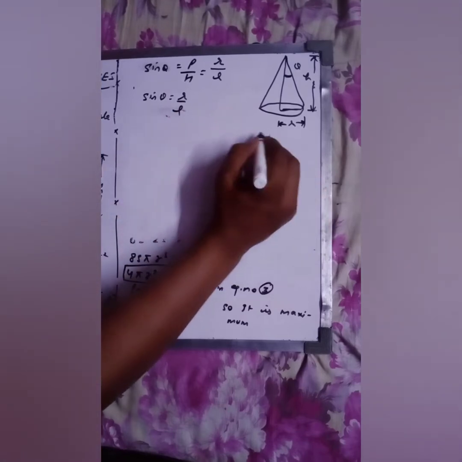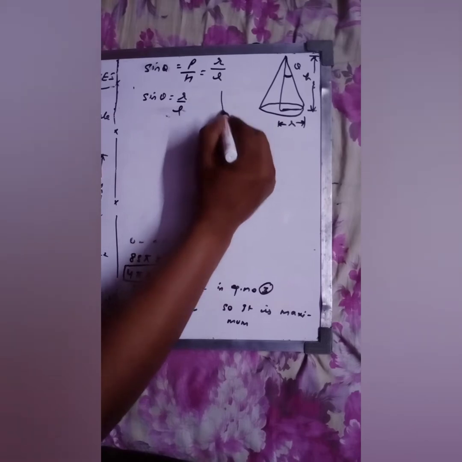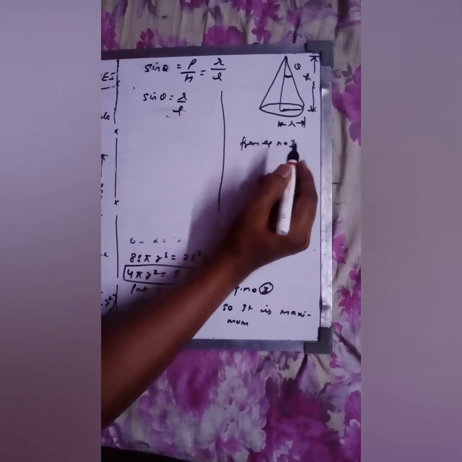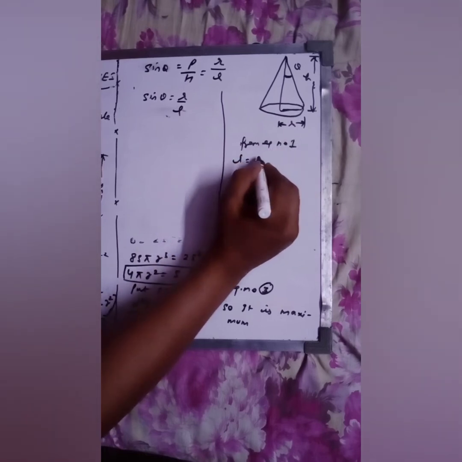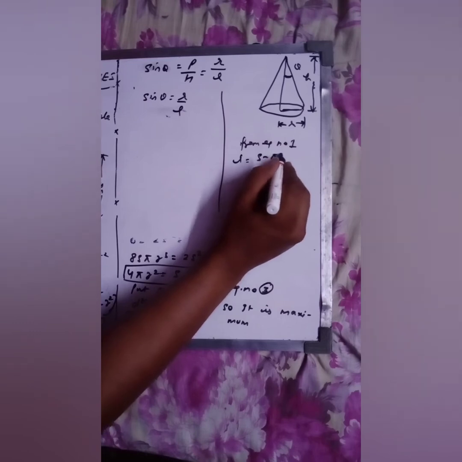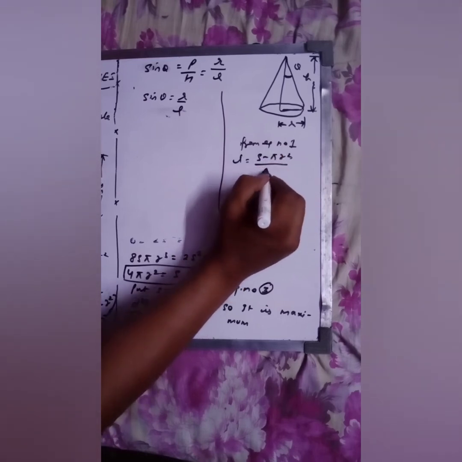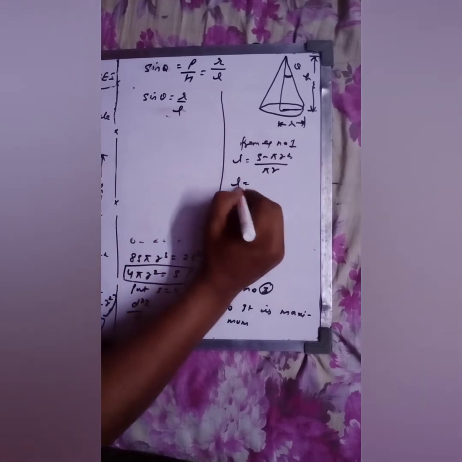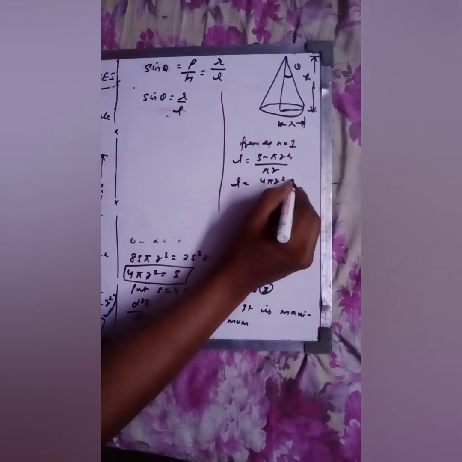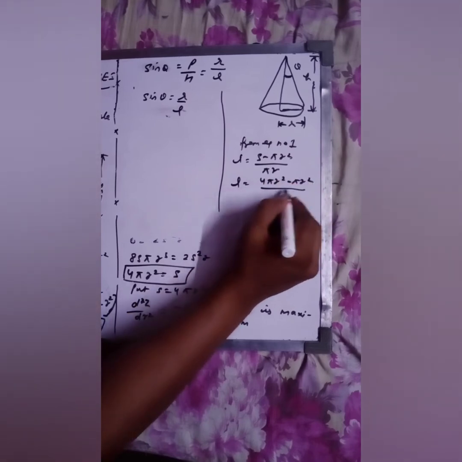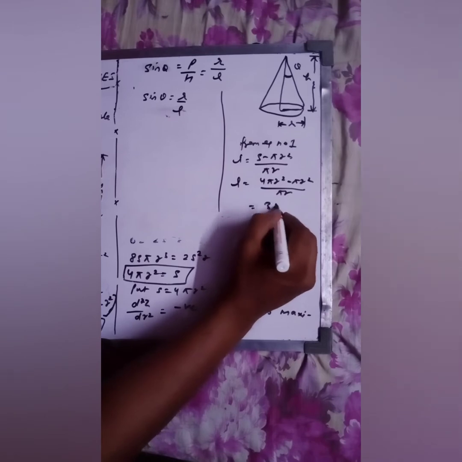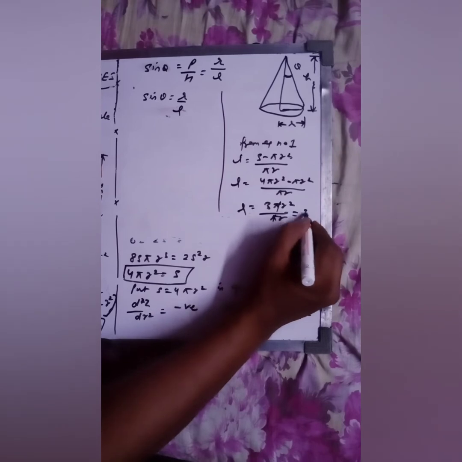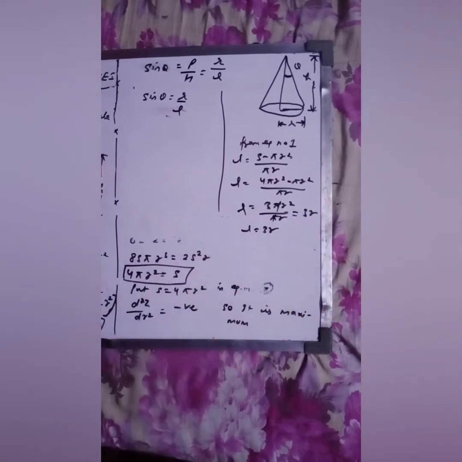And here I'm solving from equation number 1. Equation 1 was s minus pi r square over pi r. So here I'm putting this value of s, that is 4 pi r square. Here you have 3 pi r square over pi r. So this pi will cancel and you will get 3r. So your L is 3r.